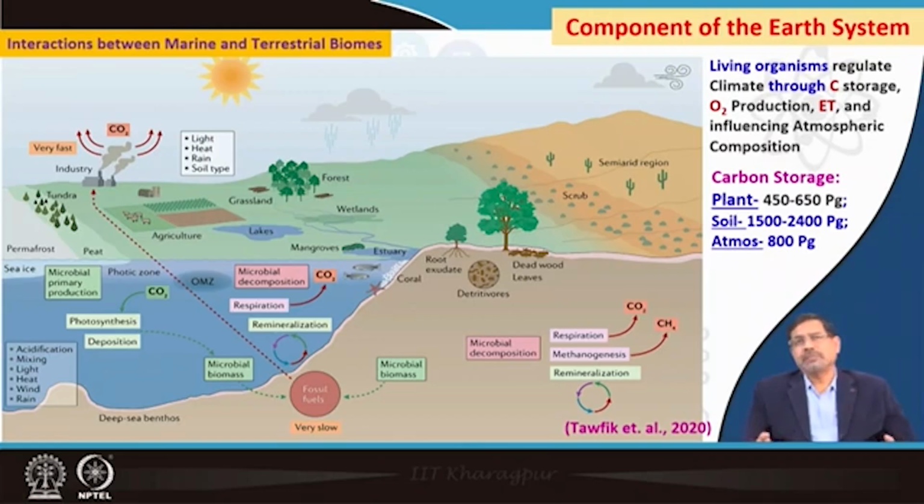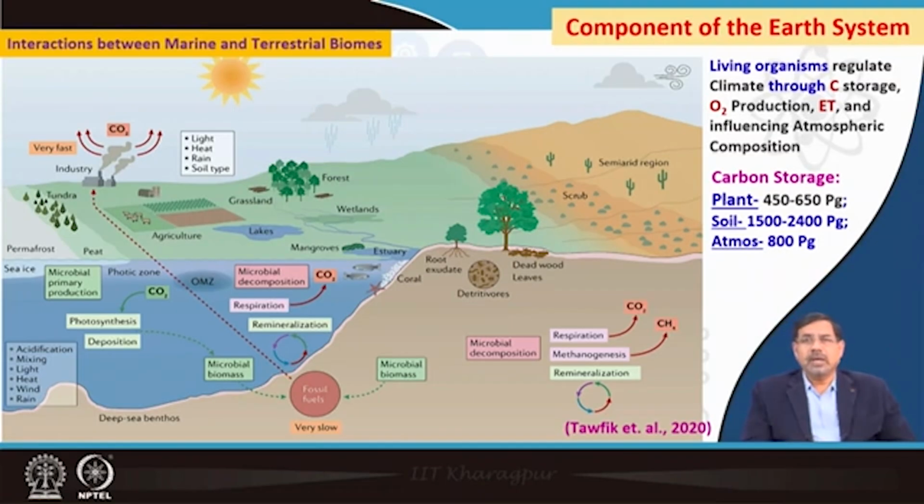So that is why there is a range as far as the quantification. The plants have 450 to 650 petagrams of carbon. The soils have 1500 to 2400 petagrams of carbon. And keeping this aside, the atmosphere is now getting loaded with more and more carbon dioxide, increasingly because of human interference, human activities.